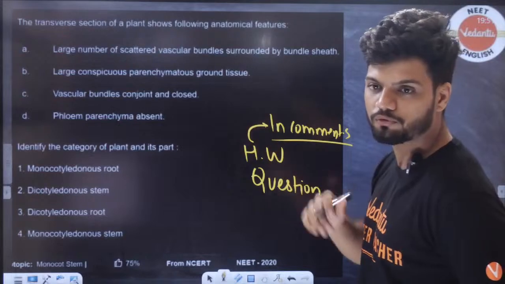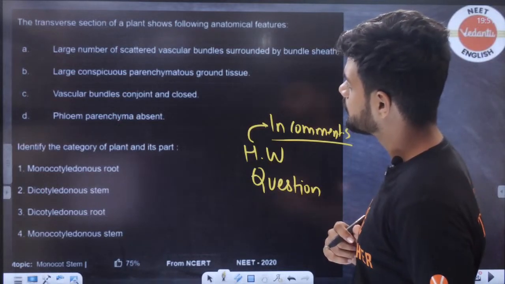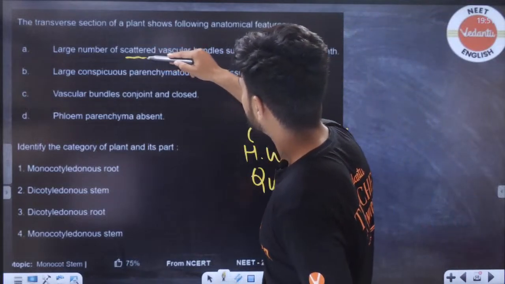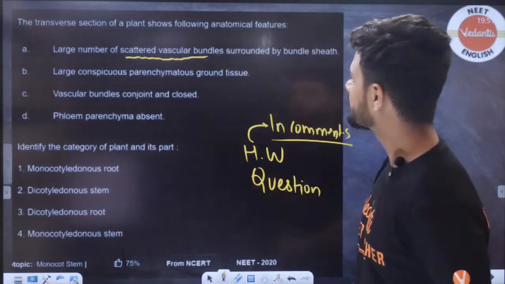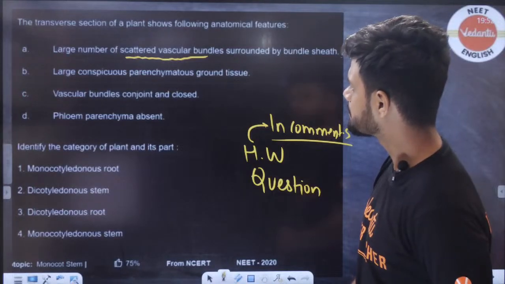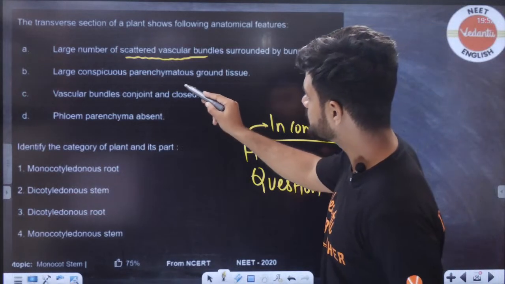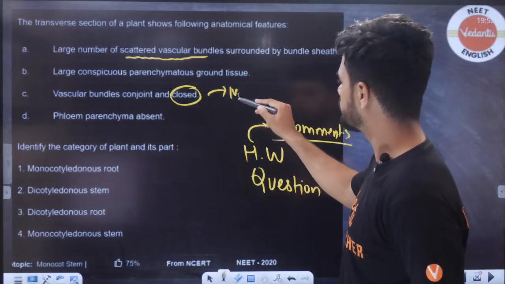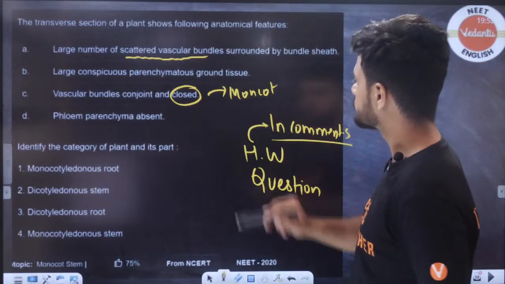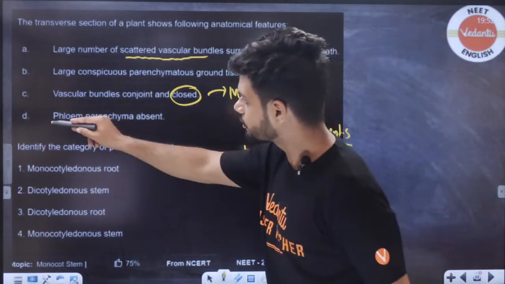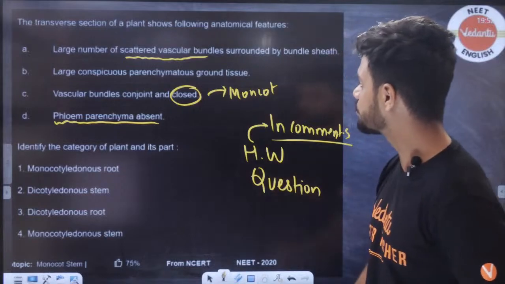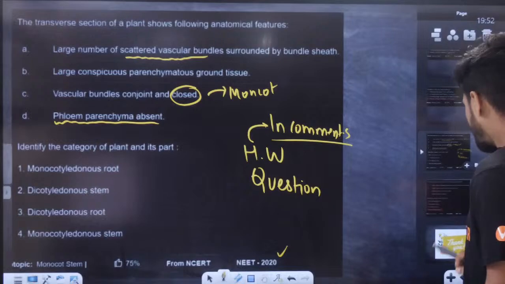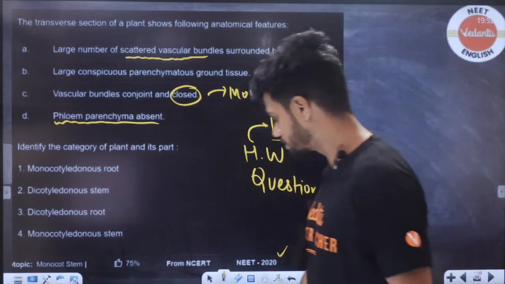I'll give you a small clue before I go. Let me tell you. Large number of scattered vascular bundles. Oh, this is the clue right here. Scattered vascular bundles. Okay. See, it is supposed to be closed. It means it has to be monocot. Closed, this also is a major clue. Phloem parenchyma is absent is also a major clue. So this is a question from NEET 2020. Let's see if you can solve it. Okay, this is a homework question.